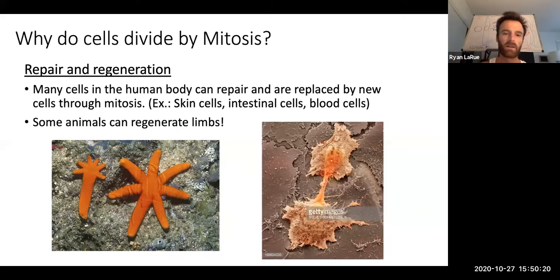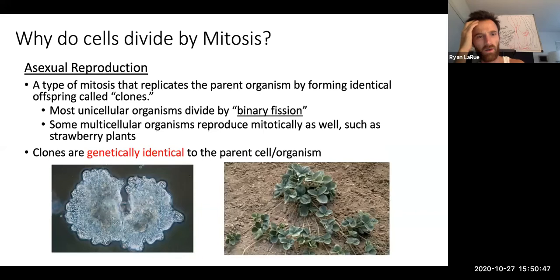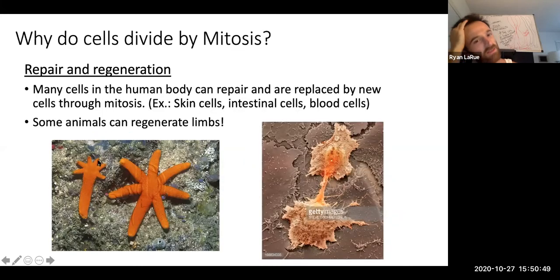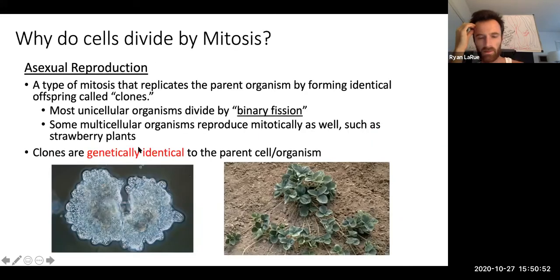Now, some animals can regenerate limbs. That's pretty amazing. The starfish is a good example. If the starfish loses an arm, tragically, it will divide by mitosis to produce an entirely new starfish. We, of course, don't have this ability, but a lot of multicellular life can do this. So this is a regenerative process.